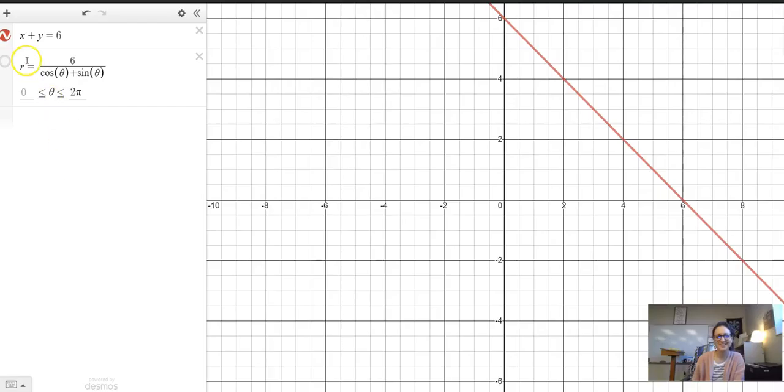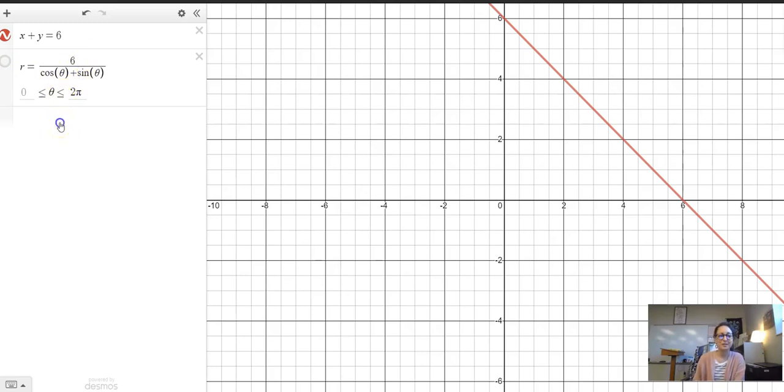All right, so here's what we were given. x + y = 6. This is a line with y-intercept 6, slope of -1. Now I've also typed what we found, which was r equals 6 all over cosine theta plus sine theta.